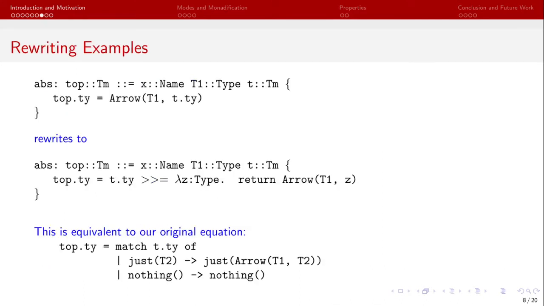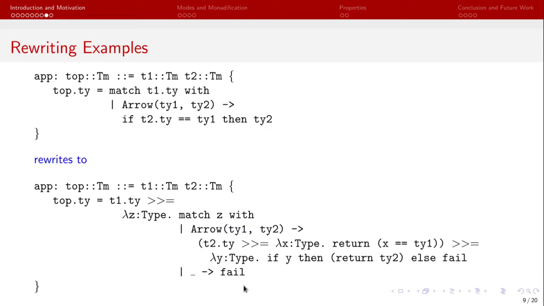Let's look at a couple of rewriting examples to show how monadification uses these operations. Here we have our implicit equation for typing in abstraction, where we use the body's type directly. This rewrites to bind the body's type into a function which builds the arrow type we wanted when we wrote the original equation. This is actually equivalent to our original equation where we matched on the body's type to decide whether to build the arrow type or pass the nothing through.